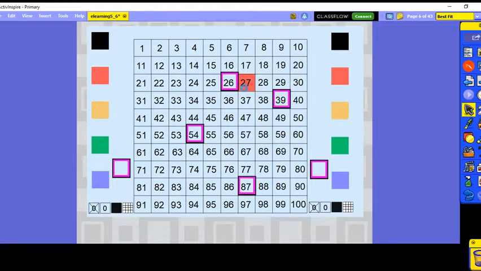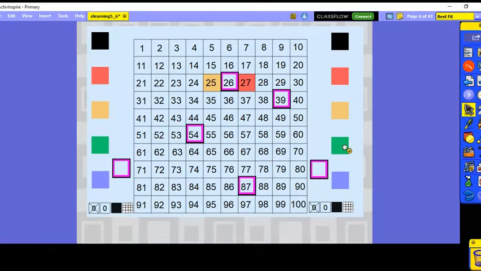Now let's do 1 less than 26. So to do 1 less, we just go backwards 1 space. 1 less than 26 is 25. So we have our pattern 25, 26, 27. 26 is between 25 and 27.